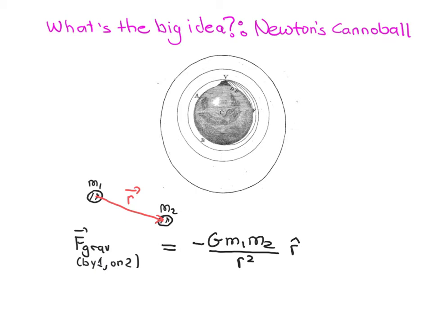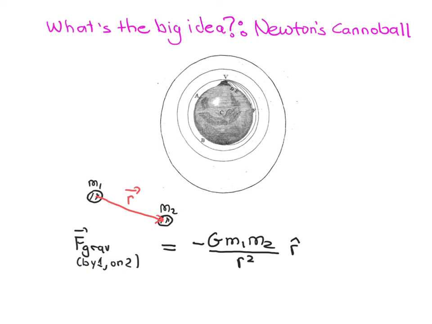And attractive is indicated by the fact that we have a minus sign here and the force points in the direction opposite to r. And the magnitude of that force will be some universal constant, which we'll call big G, times the product of the masses divided by the magnitude of the separation between the masses squared. We refer to this law of gravity as an inverse square law because the magnitude of the force depends on 1 over the distance between the masses squared.